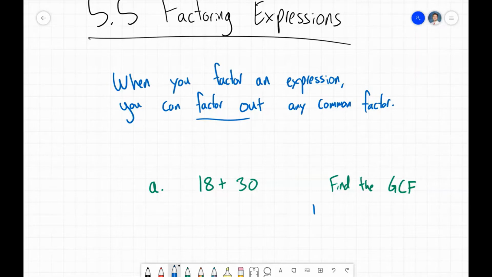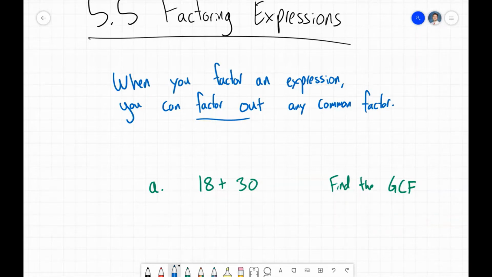We could list factors for 18 and 30. 1, 2, 3, 6, 9, and 18. 1, 2, 3, 5, 6, 10, 15, and 30. And identifying 6 as our greatest common factor here.